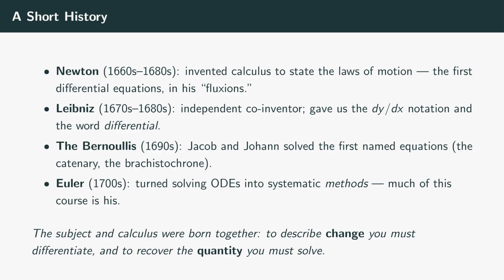In the 1690s, the brilliant and famously quarrelsome Bernoulli brothers, Jacob and Johann, solved the first great named problems, the shape of a hanging chain, the curve of fastest descent, each of which is a differential equation. And in the 1700s, Leonhard Euler turned the scattered tricks into systematic methods. A great deal of what you will learn in this course traces directly back to Euler. The lesson of the history is the lesson of the subject. To describe change, you differentiate, and to recover the quantity from its change, you solve a differential equation.